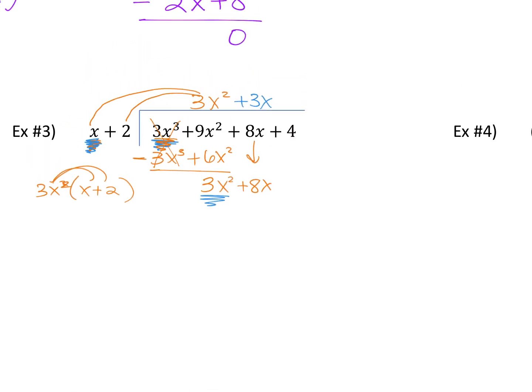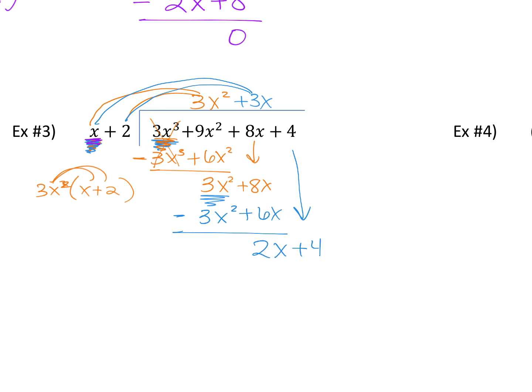And now we're going to multiply that 3x by both of those things. So 3x times x is 3x squared. 3x times 2 is 6x, and we're subtracting. The first part goes away. 8x minus 6x is 2x. Bring down your 4.